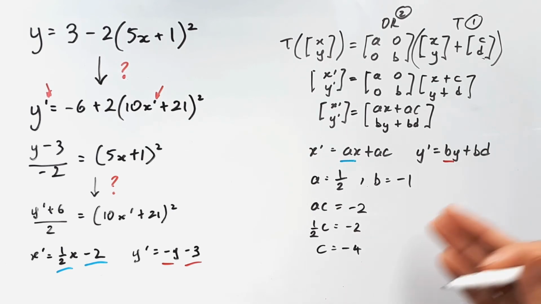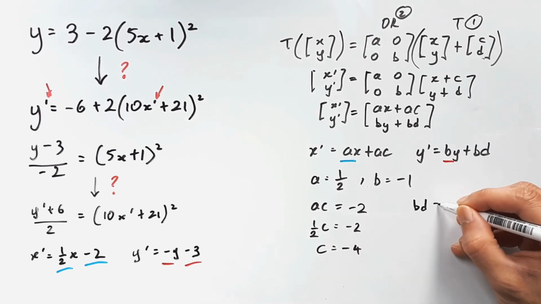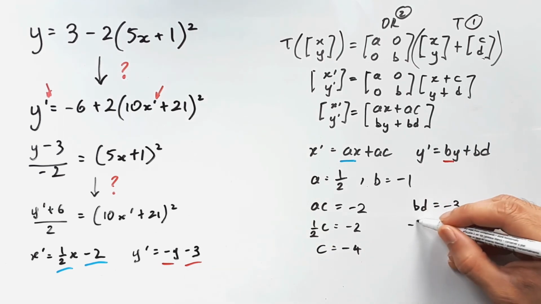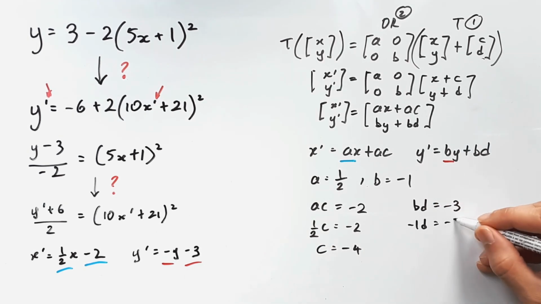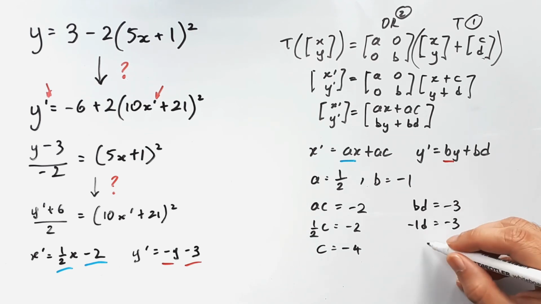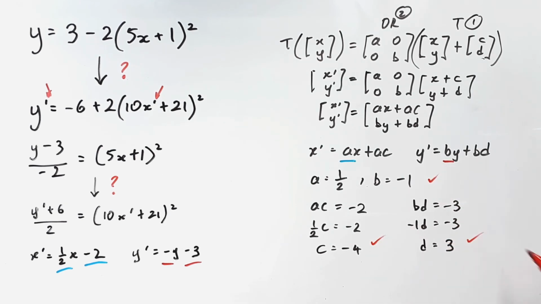We've got the answer. Do something similar with b and d. So bd equals negative 3. b is negative 1, so that's negative 1 d equal to negative 3, or just negative d, times both sides by negative 1, and d is positive 3. And those are all your answers.